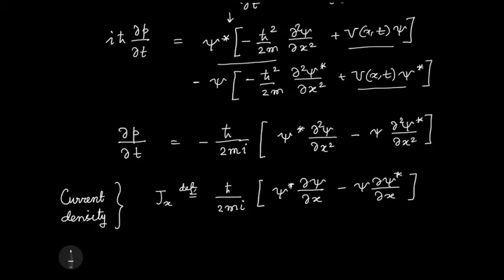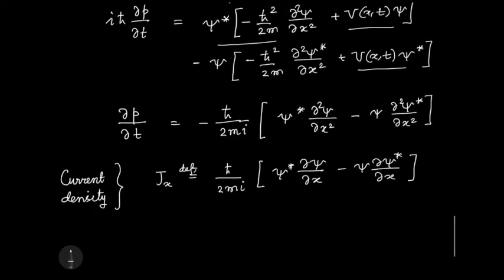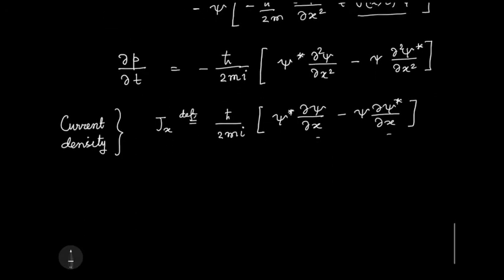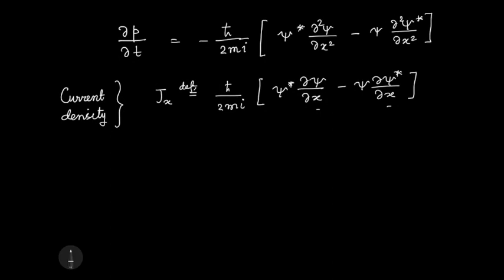There's a reason why it is called current density, but let's call this Jx. So you can imagine that instead of x, if I want to write Jy, all these x's will change to y. That is how I will write Jy. But for us, it is only one dimensional, so we can just deal with this.